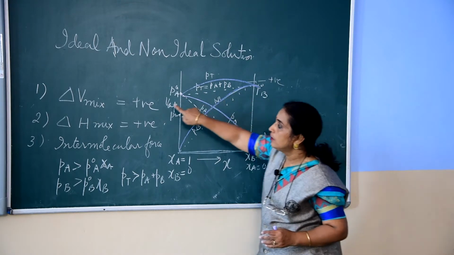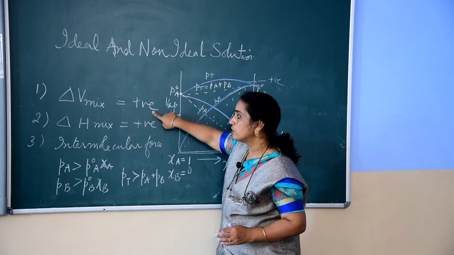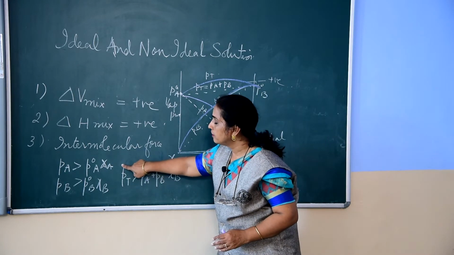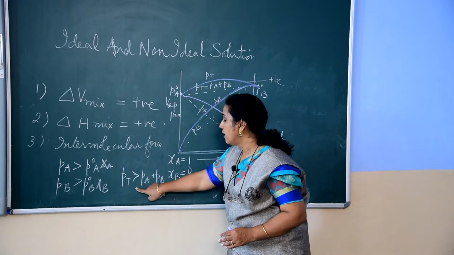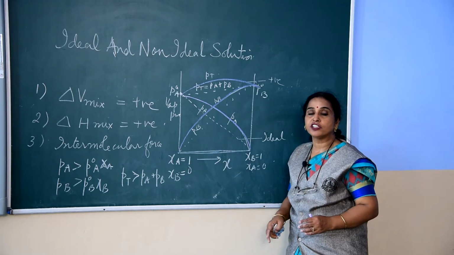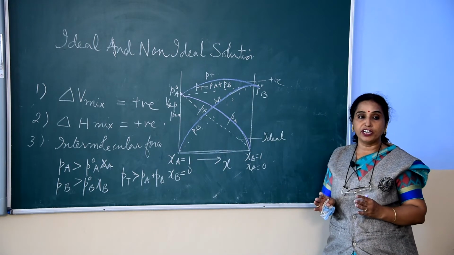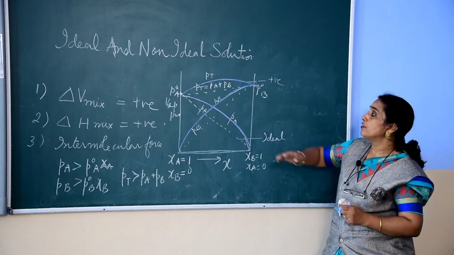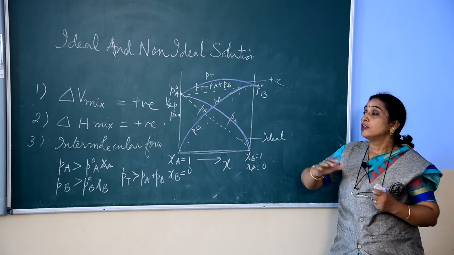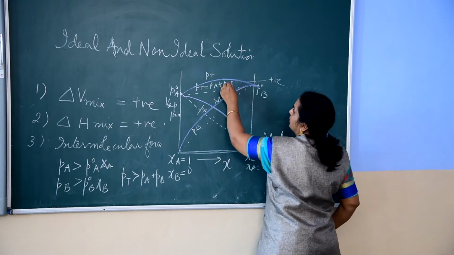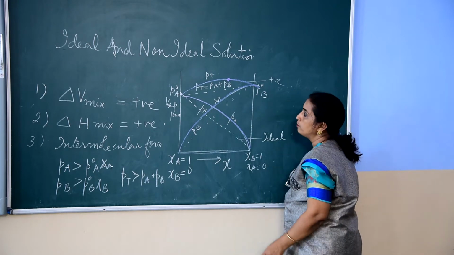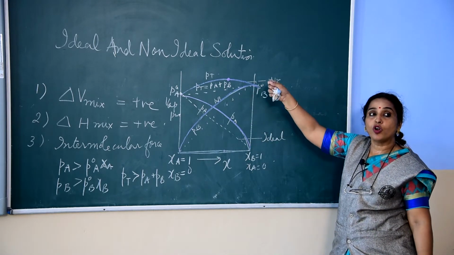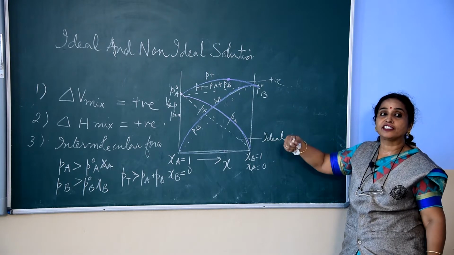So for positive deviation, delta V mix is greater than 0, delta H mix is positive, and PA is greater than P naught A XA, PB is greater than P naught B XB, and P total is greater than this, as the intermolecular forces between AA and BB are greater than AB intermolecular forces. AB molecules are far apart. As a result, because the molecules are far apart, the vapor pressure is high. The molecules are not bound together. At any one point, the vapor pressure of that component becomes very high. We will later refer to what these mixtures are called at that particular point. They are called azeotropic mixtures. We will discuss it in our next class.